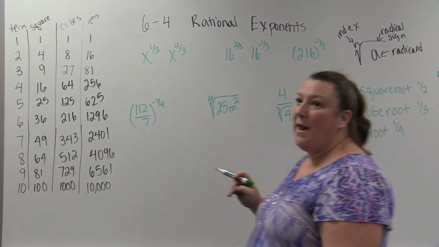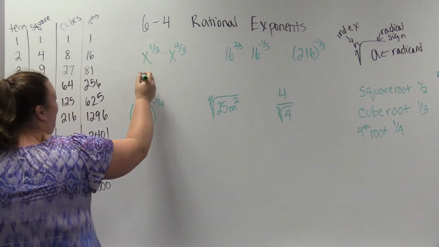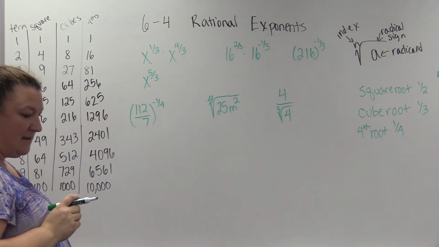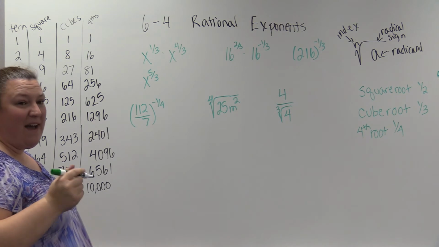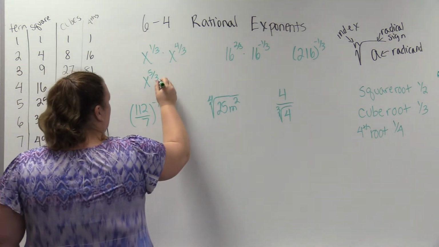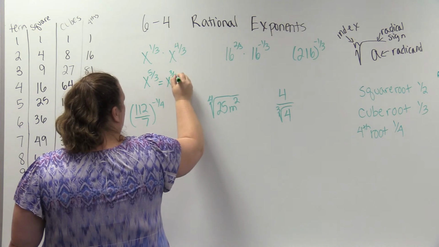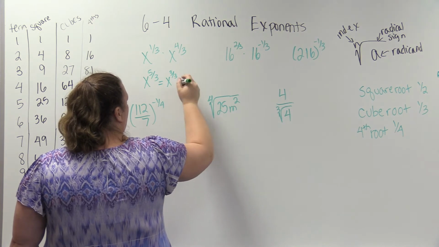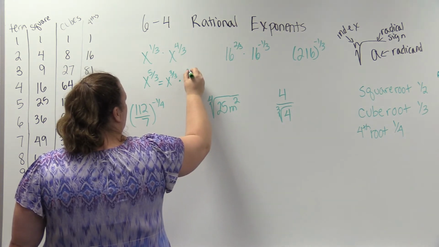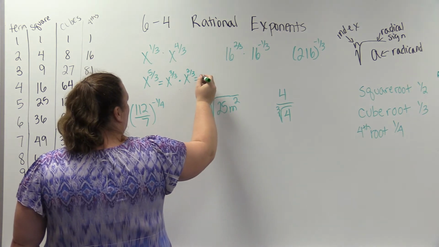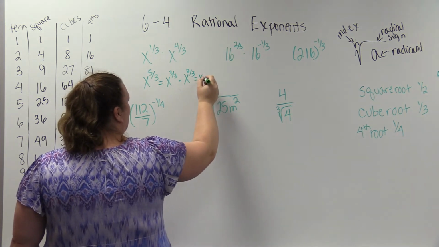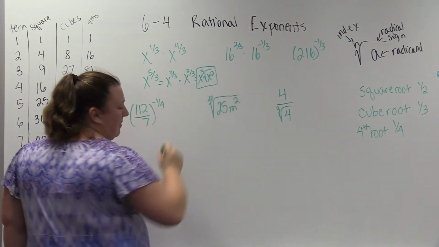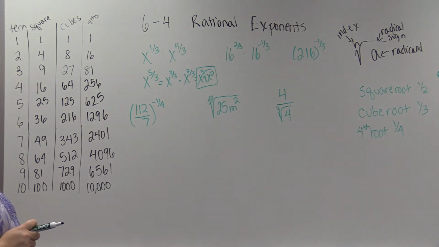So here, when I multiply, I keep the bases the same and I add the exponents. So this becomes x to the 5/3. But remember 5/3 is greater than 1. So this becomes x to the 3/3 times x to the 2/3, which gives me x times the cube root of x squared. I know that looks a little weird.